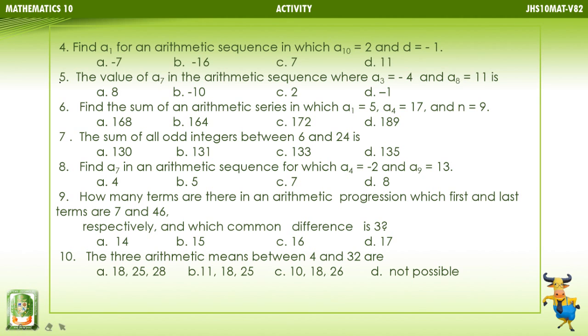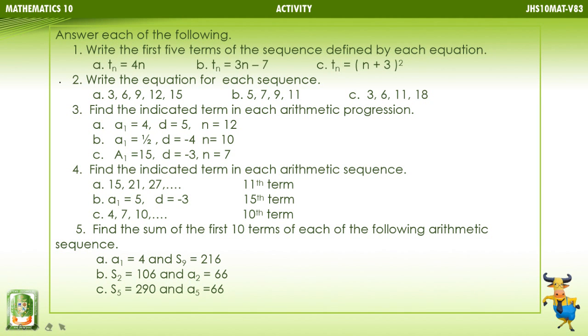D. 17. 10. The three arithmetic means between 4 and 32 are A. 18, 25, 28. B. 11, 18, 25. C. 10, 18, 26. D. not possible.